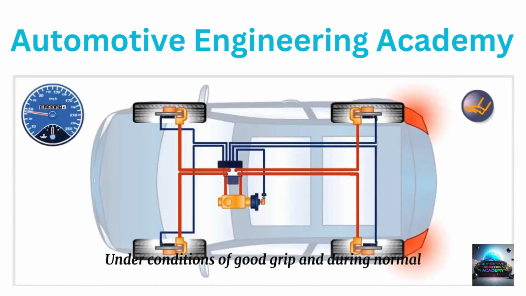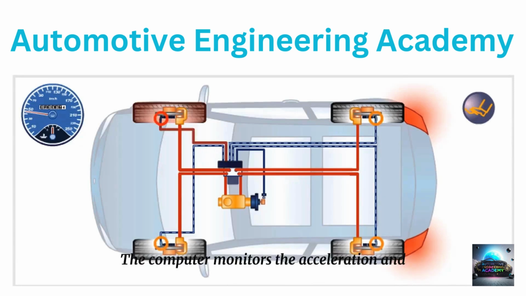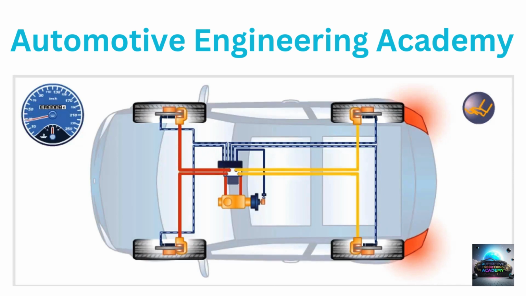Under conditions of good grip and during normal braking, the brake system operates without the intervention of the ABS system. However, during emergency braking, one or several wheels may lock. The computer monitors the acceleration and deceleration speeds of the wheel via the sensors. If braking regulation becomes necessary, the computer sends a command to the solenoids and activates the pump. The front wheel solenoids are controlled separately. The solenoids for the rear are controlled simultaneously.